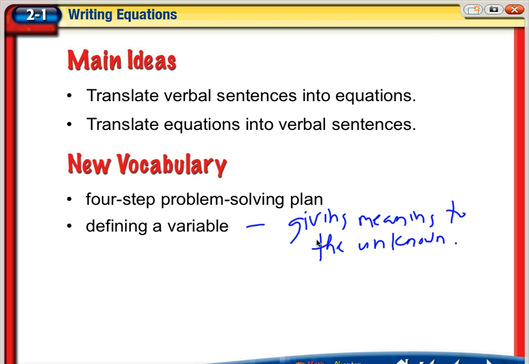Okay, that's what you're really doing. When you define a variable, you are giving meaning to the unknown. Because if you just put down h as a variable, you might want to question yourself, what is h representing? You have to give meaning to it. So that's what the definition is all about, defining a variable. And we're going to be doing that a lot for this particular chapter.